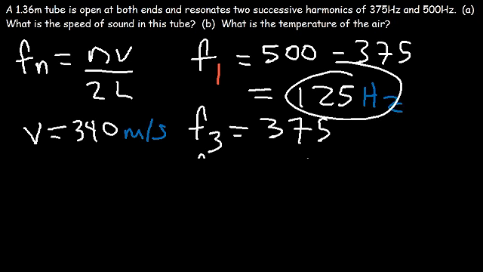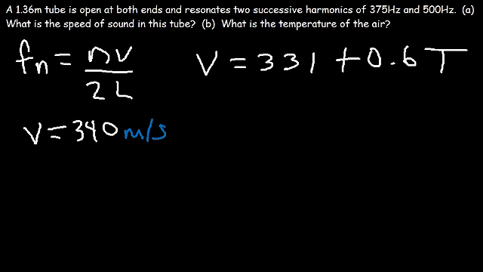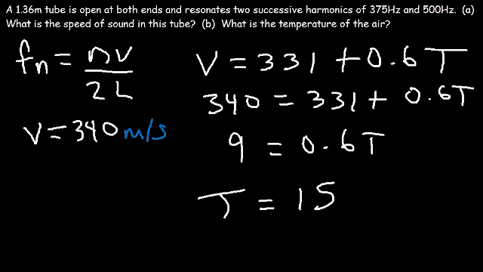Now that we have that information, we can answer part B. What is the temperature of the air? We know the speed of sound is equal to 331 plus 0.6 times t. So 340 is equal to 331 plus 0.6 times t. If we subtract both sides by 331, 340 minus 331 is 9. And 9 divided by 0.6 is 15. So it's 15 degrees Celsius.